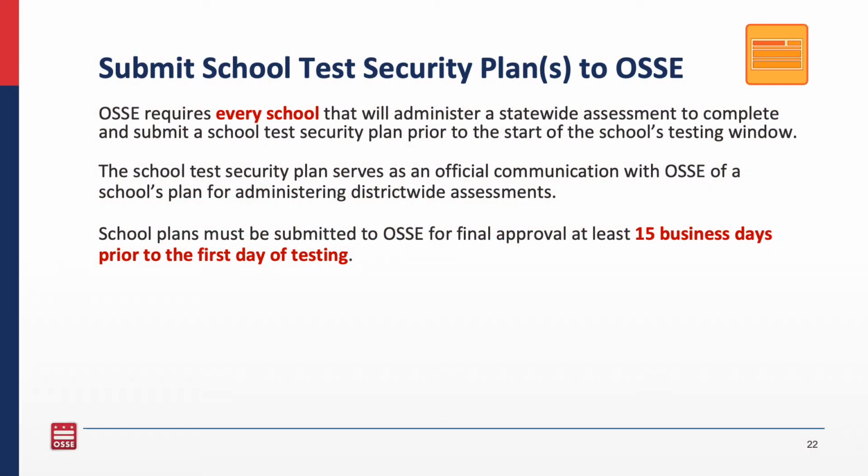OSSE requires every school that will administer a statewide assessment to complete and submit a school test security plan prior to the start of the school's testing window. The school test security plan serves as an official communication with OSSE of a school's plan for administering statewide assessments. School plans must be submitted to OSSE for final approval at least 15 business days prior to the first day of testing.